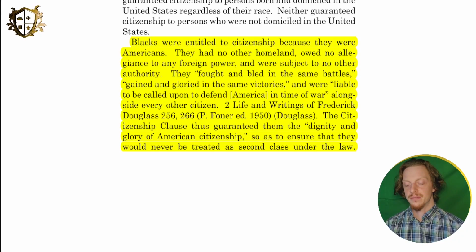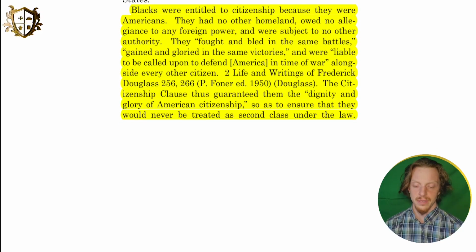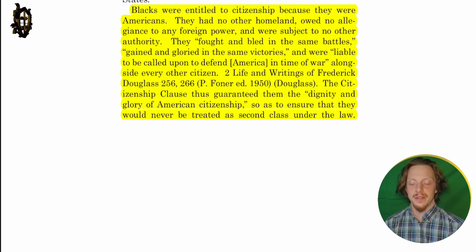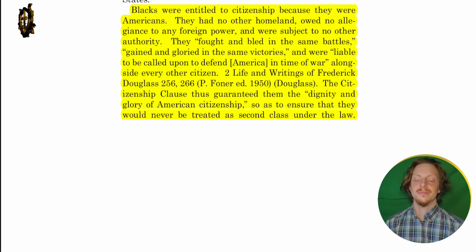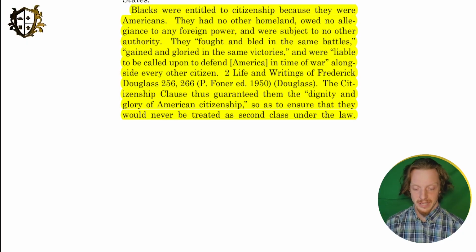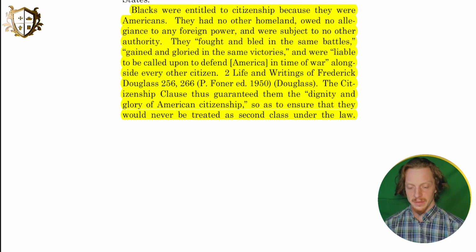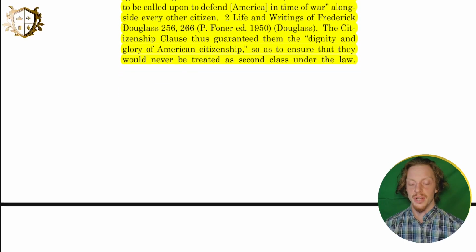To Life and Writings of Frederick Douglass. I don't know why they're alluding to this. I would much rather see law, constitutional provisions, debate transcripts, than I would political activist publications. None of it is legally binding. The Citizenship Clause thus guaranteed them the, quote, dignity and glory of American citizenship so as to ensure that they would never be treated as second class under the law.